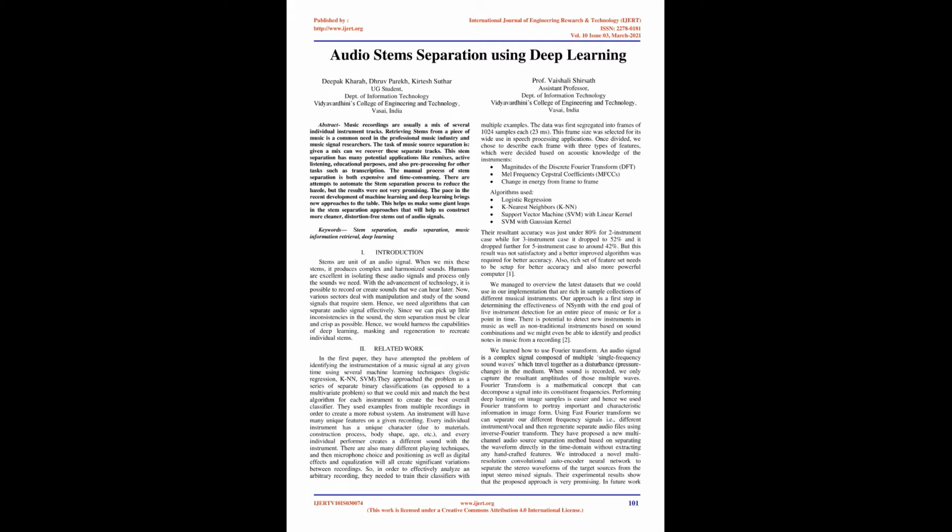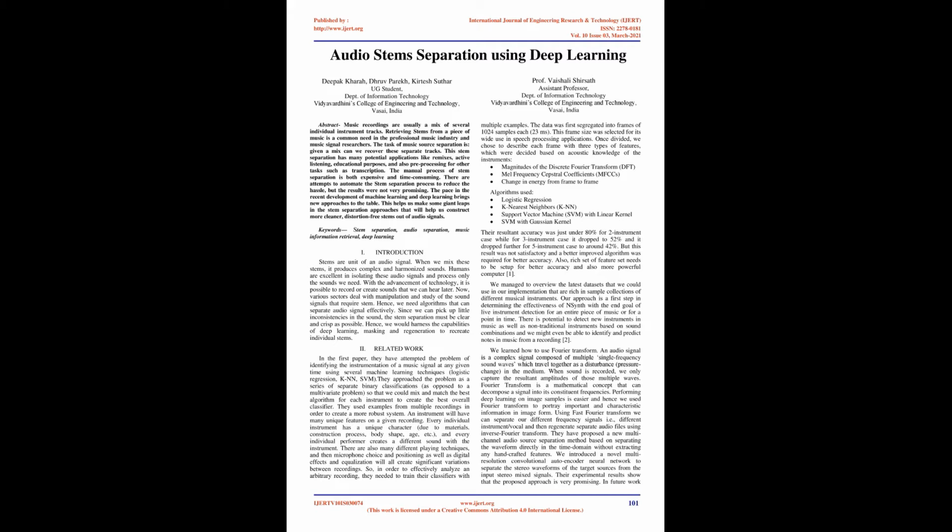Related work. In the first paper, they attempted the problem of identifying the instrumentation of a music signal at any given time using several machine learning techniques: logistic regression, KNN, SVM. They approached the problem as a series of separate binary classifications, as opposed to a multivariate problem, so that they could mix and match the best algorithm for each instrument to create the best overall classifier. They used examples from multiple recordings in order to create a more robust system.